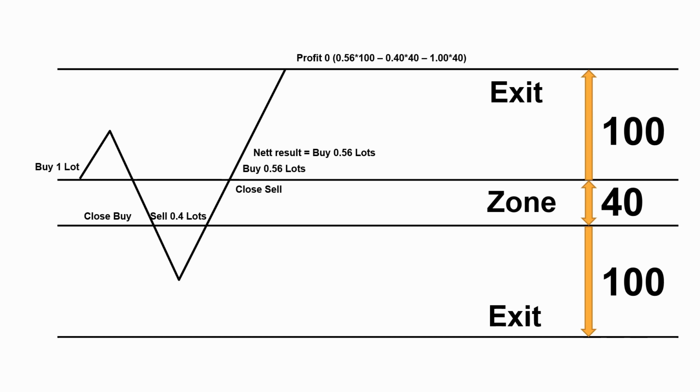Let's step back to see what we would have had using the non-netting approach. So with this approach, I would have had a buy of 1, sell 1.4, and a buy of 0.96, which would be a total of 3.36 lots.